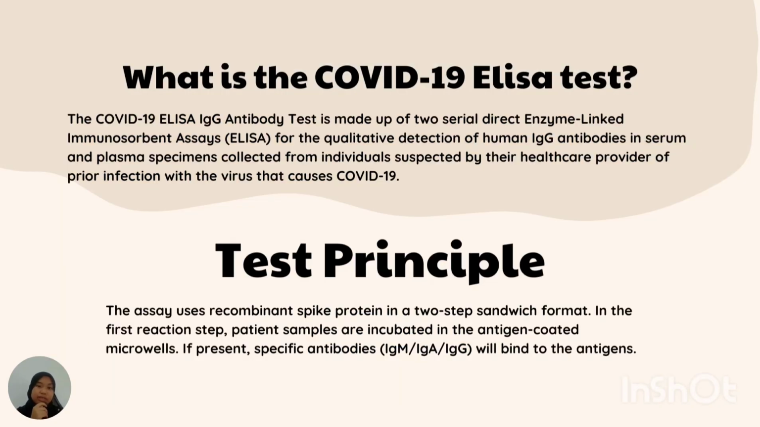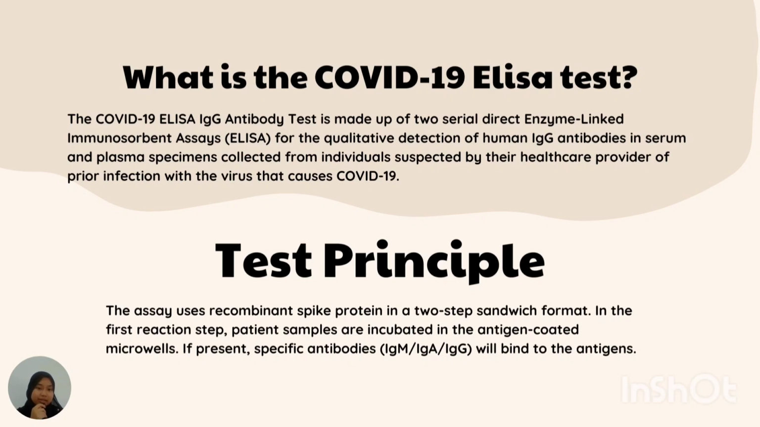Next, what is the COVID-19 ELISA test? The COVID-19 ELISA IgG antibody test is made up of two serial enzyme-linked immunosorbent assays for the qualitative detection of human IgG antibodies in serum and plasma specimens collected from individuals suspected by the healthcare provider of prior infection with the virus that causes COVID-19.